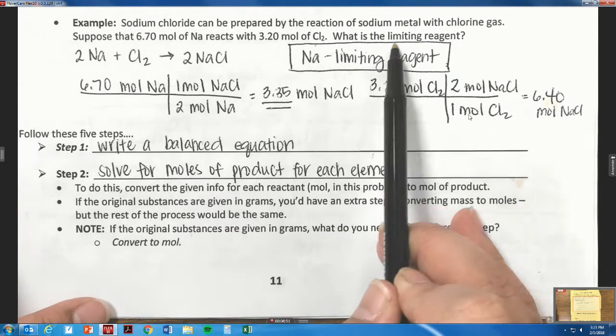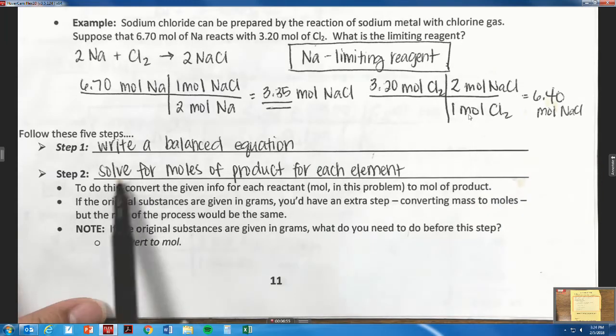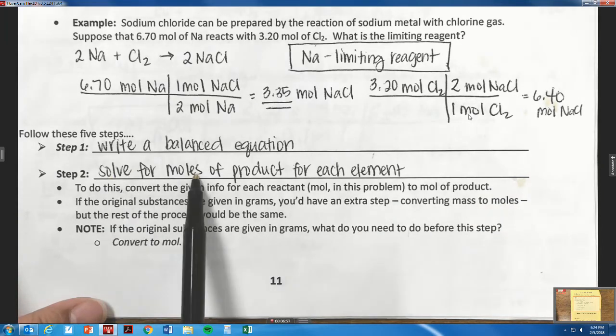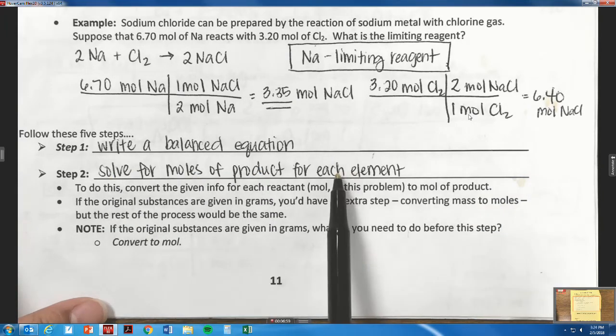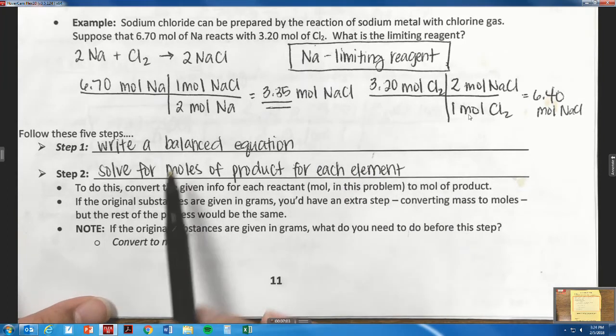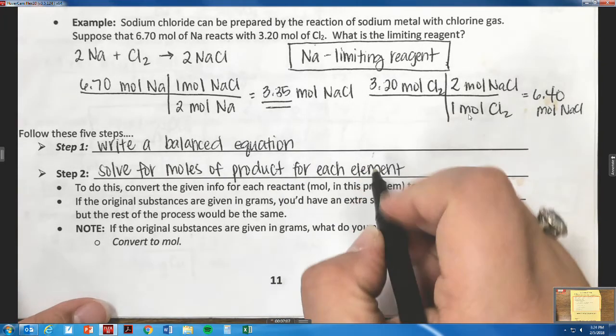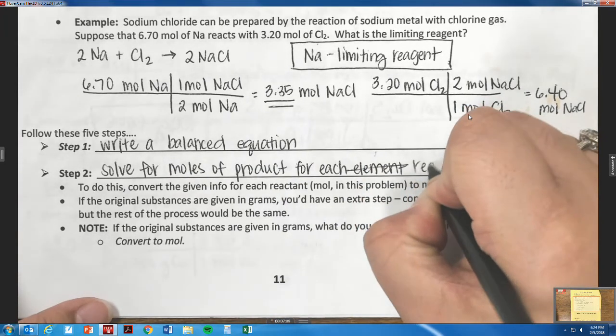So if you're given a question like what is the limiting reagent, then you're going to solve for moles of your product for each reactant. Again, solve for moles of your product for each reactant, not for each element, but reactant.